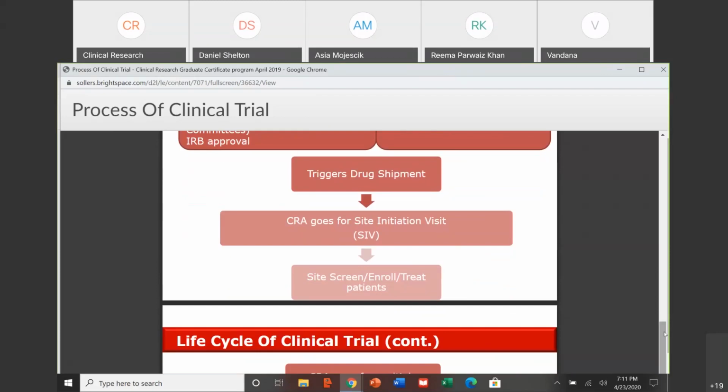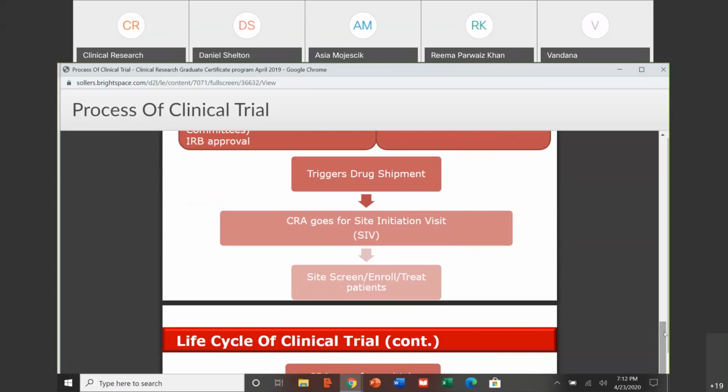Once the drug is there, we also ship any ancillary supplies like infusion pumps or filters or closed connection tubes or blinding supplies if the trial is a blinded trial, and also the regulatory binders to store all the documents. And then laboratory supplies if you are collecting any pharmacokinetic samples or biomarker samples. So we send all of them during the drug shipment.